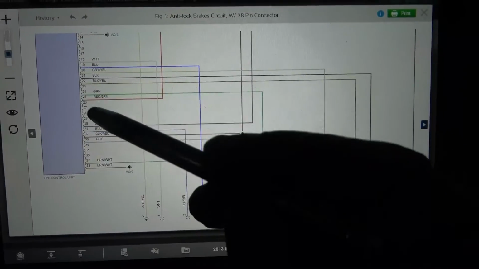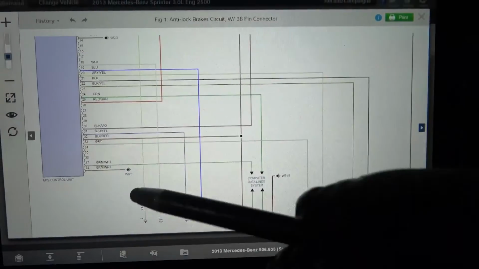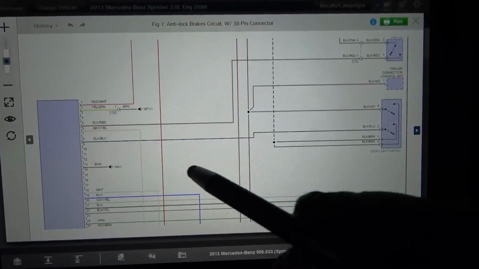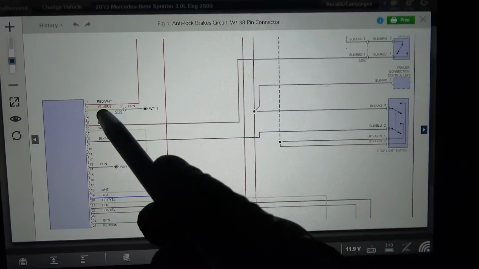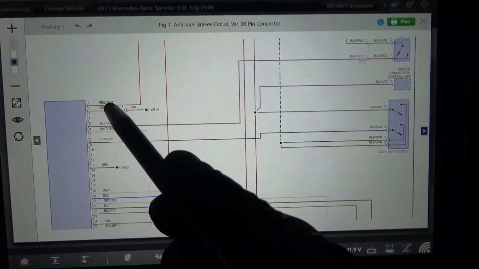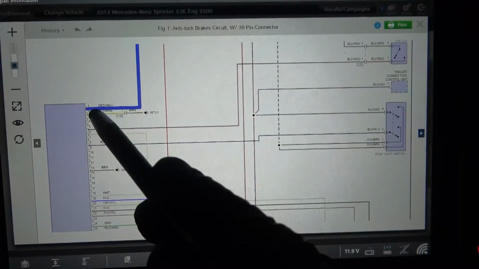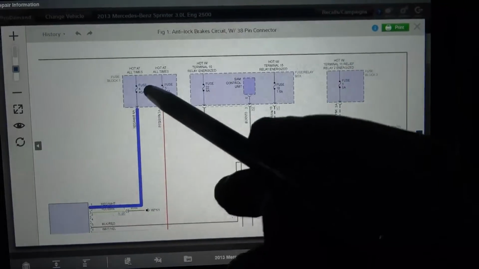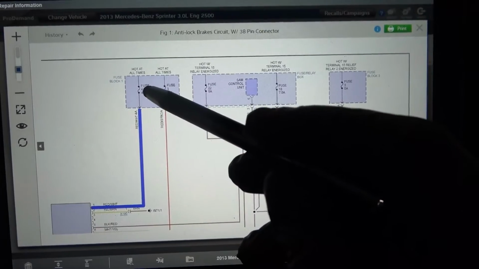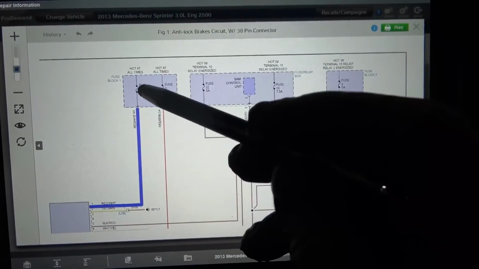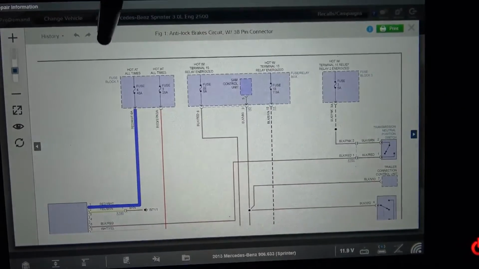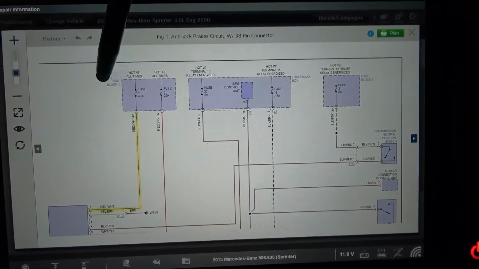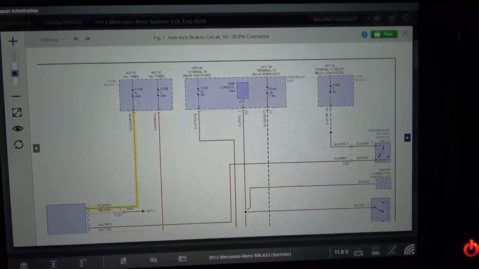So this ABS control unit has 3 ground wires. Now it should have 2 power wires. So this wire over here, this red wire with a white tracer, if I highlight it, you see it's going up. If we follow it, it's going to a fuse. So right here, fuse number 4. And this is a 40 amp fuse. And it says fuse block 1. So this fuse is in fuse block number 1.